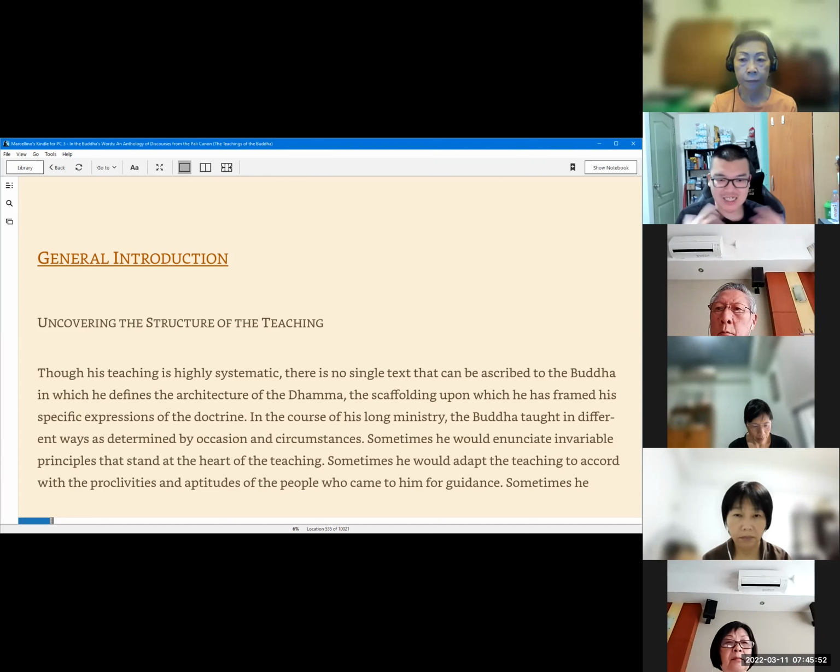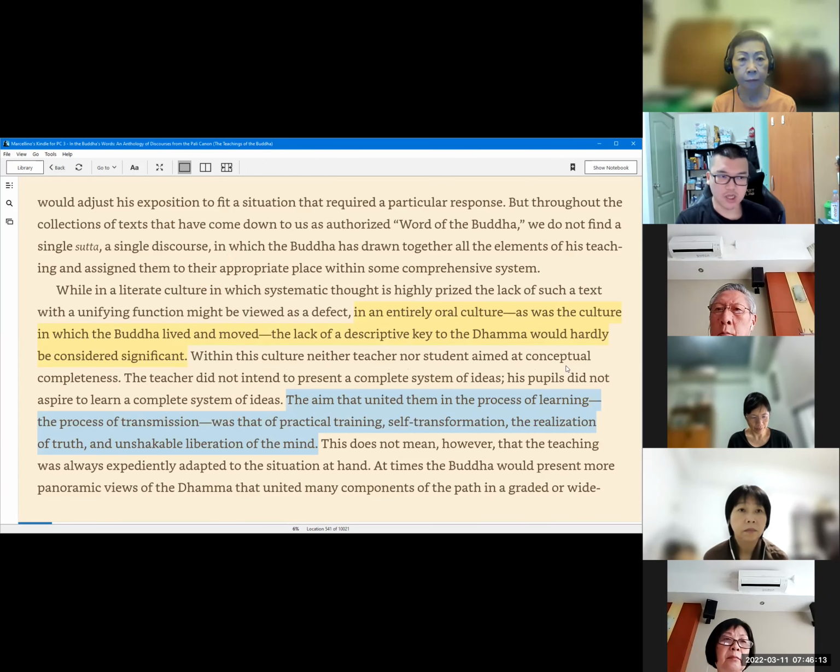Sometimes he would enunciate infallible principles that stand at the heart of the teaching. Sometimes he would adapt the teaching to accord with the proclivities and aptitudes of the people who came to him for guidance. Sometimes he would adjust his exposition to fit a situation that required a particular response.